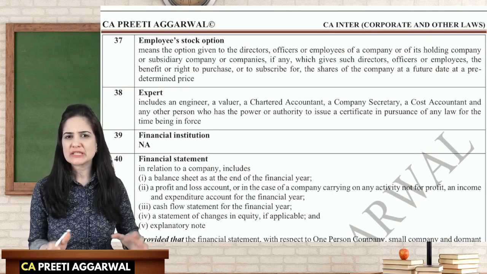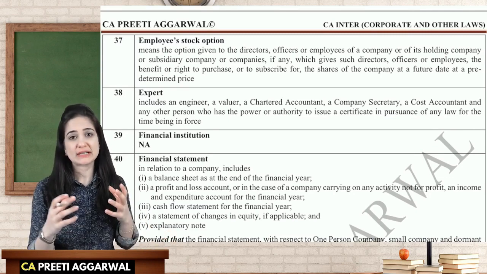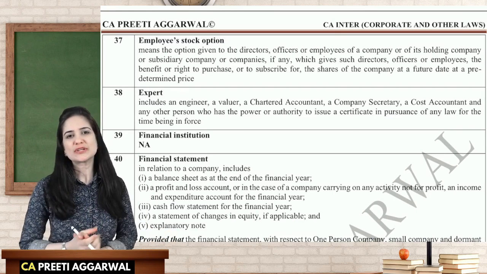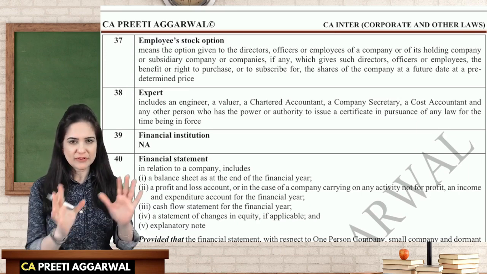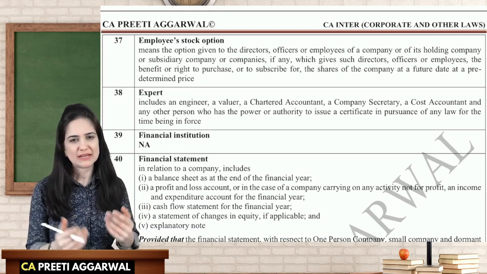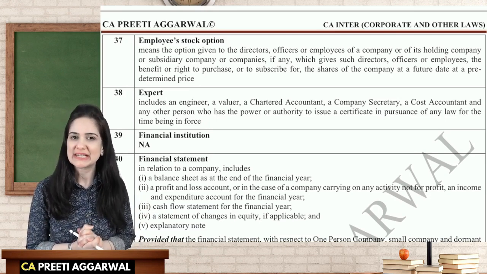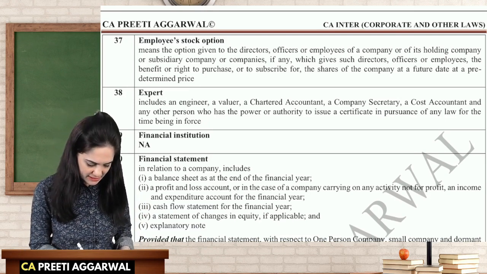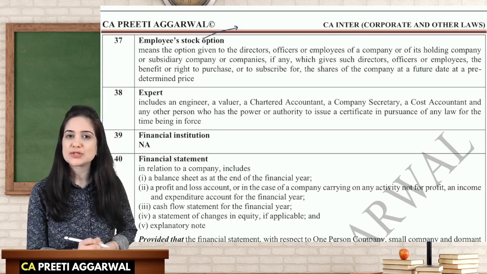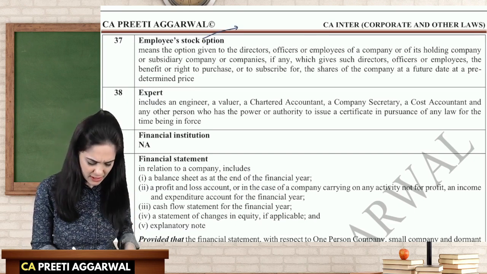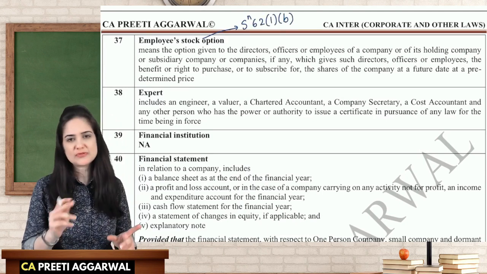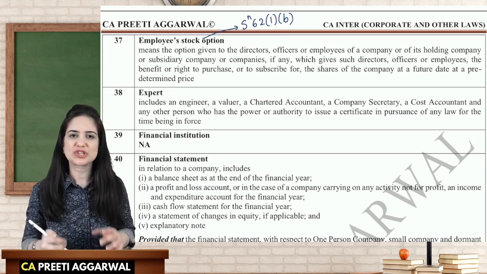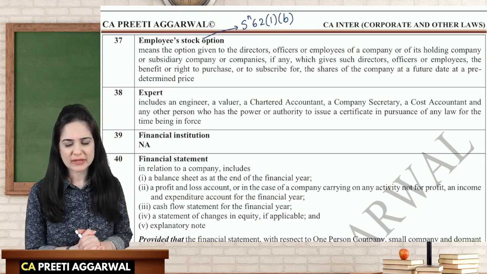Up till now we have discussed the Introduction of Companies Act section 1 and we also discussed few definitional clauses from section 2. So we covered up to clause 36. Now let us continue with clause 37. Clause 37 defines employee stock option. The provisions are actually contained under section 62 subsection 1 clause B. So this we will be discussing later in the chapter share and share capital.